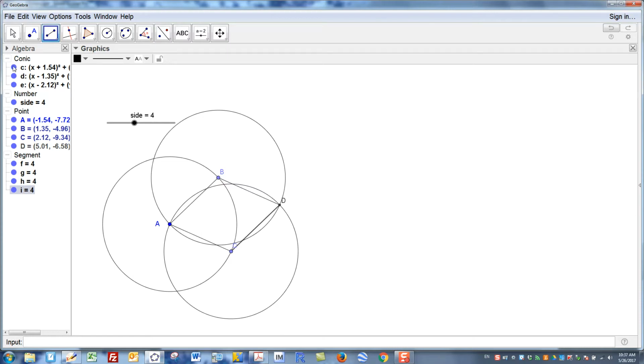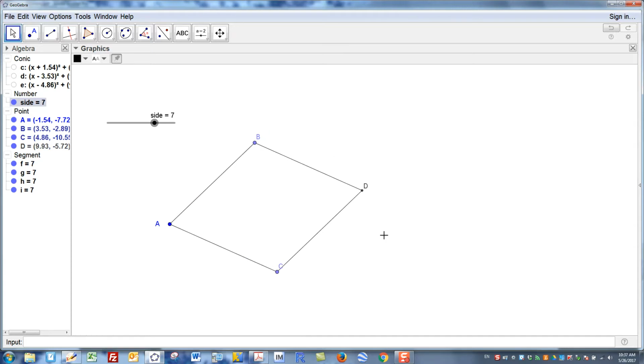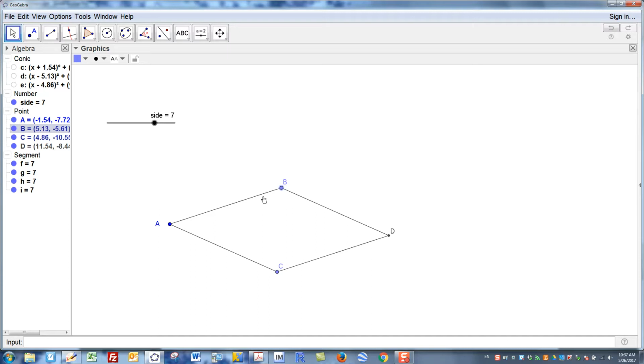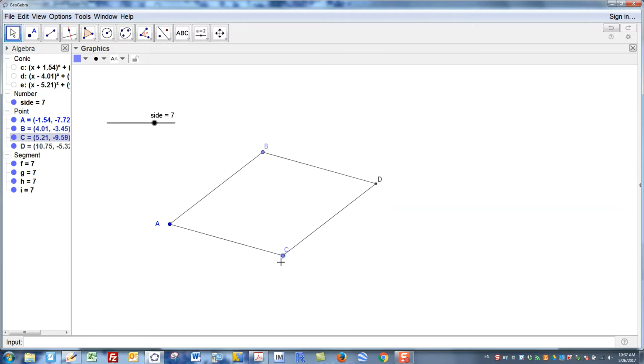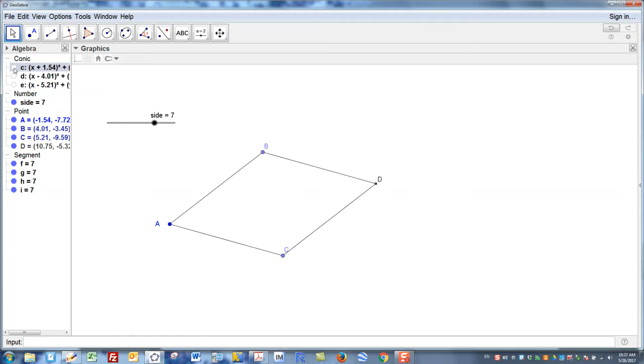It's kind of hard to see because of course the circles are in the way, but we can take the circles out of the way like that, and of course grab the side, and now we have a rhombus that's adjustable in terms of its side length. It's also adjustable in terms of where you can put B and where you can put C, because those of course are movable on the circle, which, if I draw it up there or bring it back, the circle underneath the drawing, which B and C move along, allows them to be adjusted.